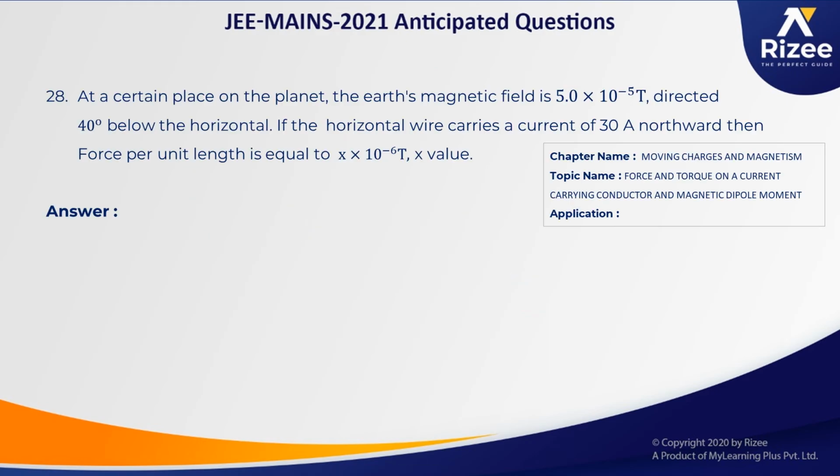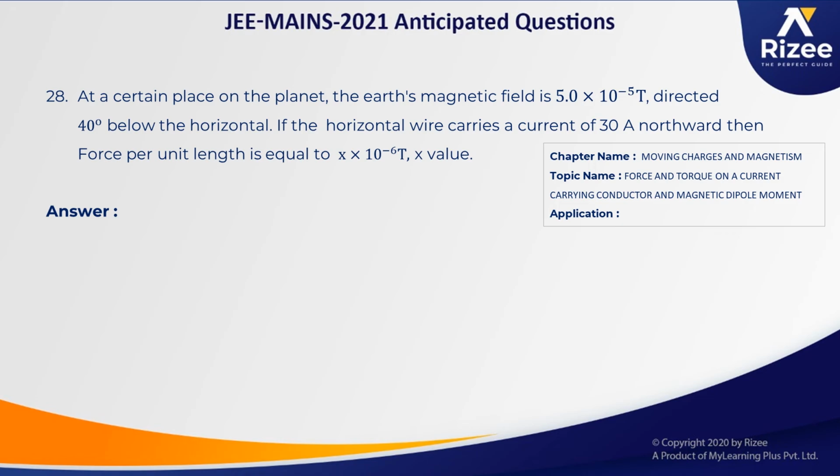Coming to question number 28. At a certain place on the planet, the Earth's magnetic field is 5 into 10 to the power of minus 5 Tesla, directed 40 degrees below the horizontal. If the horizontal wire carries a current of 3 amperes northward, then the force per unit length is asked. It's a chapter concerned with moving charges and magnetism, please, under the condition of the force on current carrying conductors.